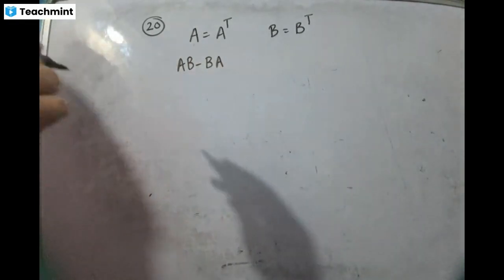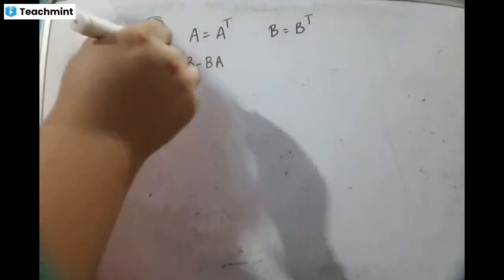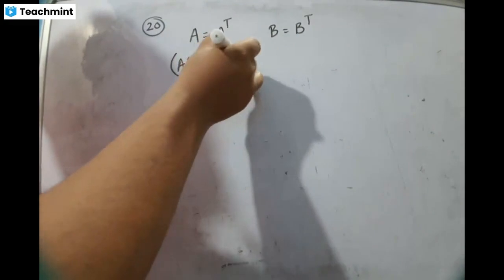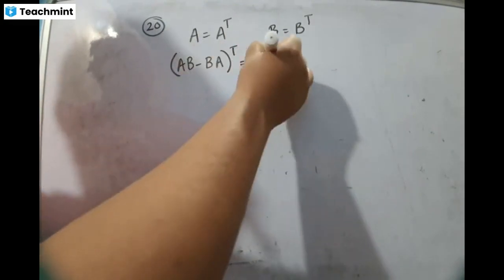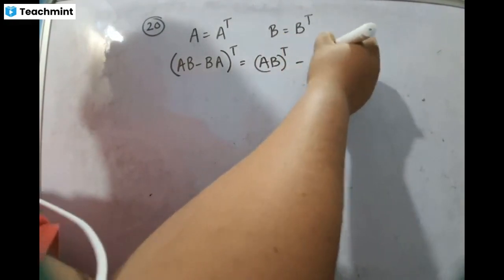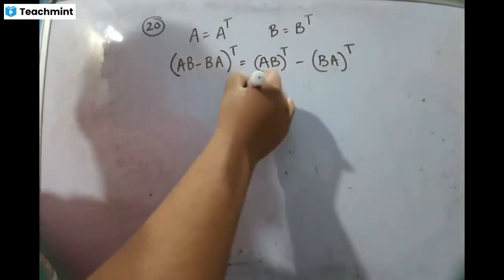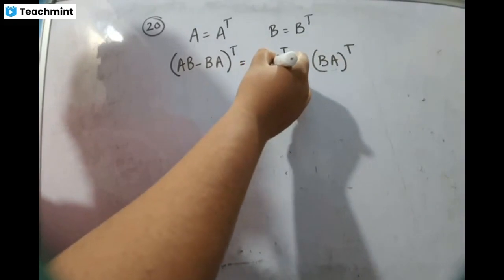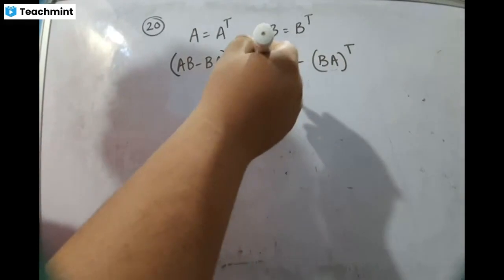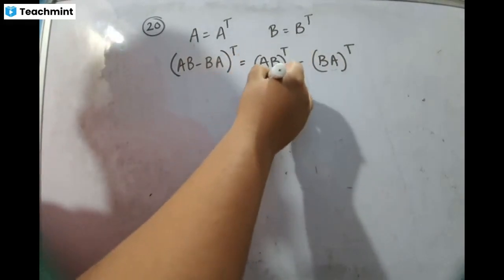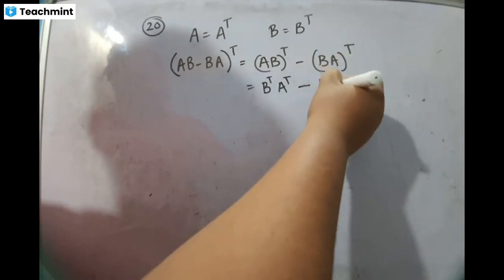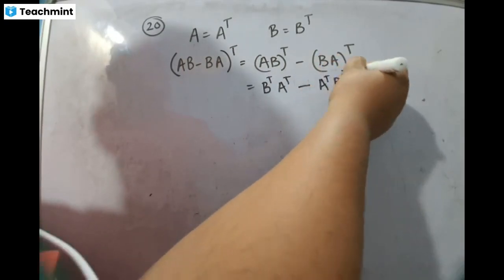To check whether a matrix is symmetric or skew symmetric, we have to take the transpose of that matrix. The transpose goes inside, and because there's a minus sign, it becomes (AB) transpose minus (BA) transpose. The transpose goes inside whenever there's a multiplication sign, but the position of the matrices changes. So this becomes B transpose A transpose minus A transpose B transpose.